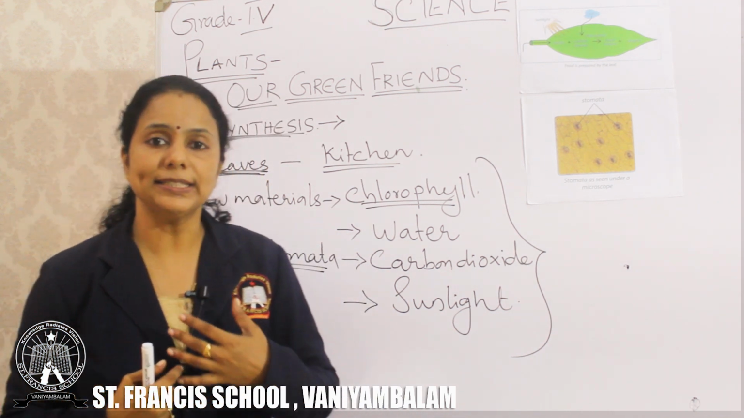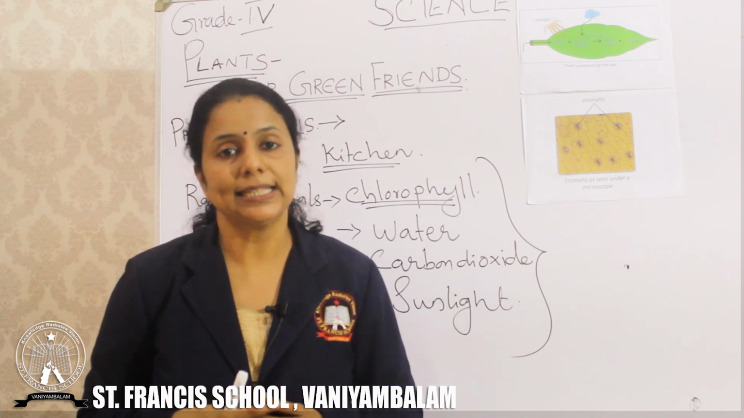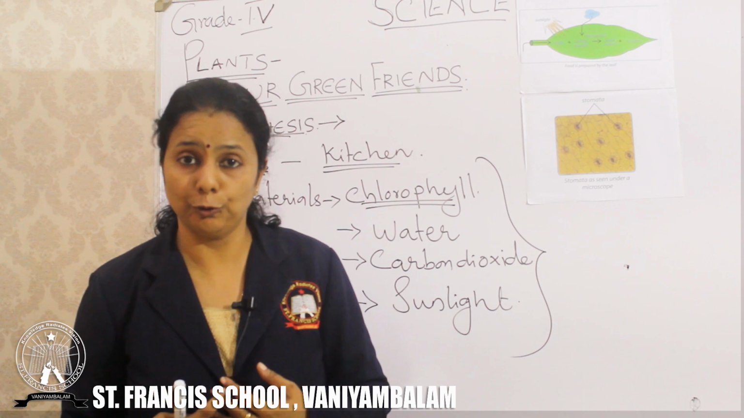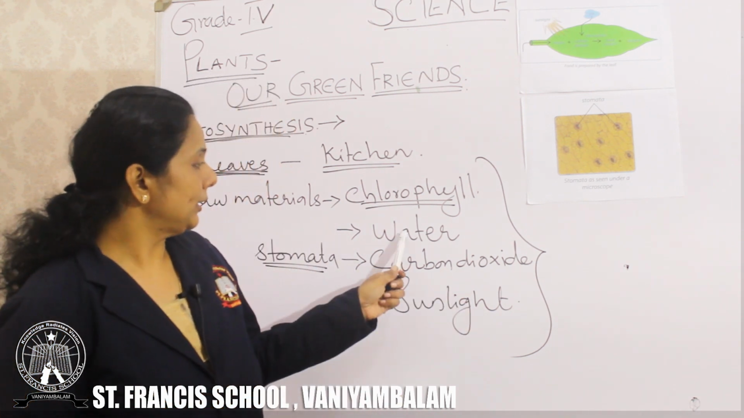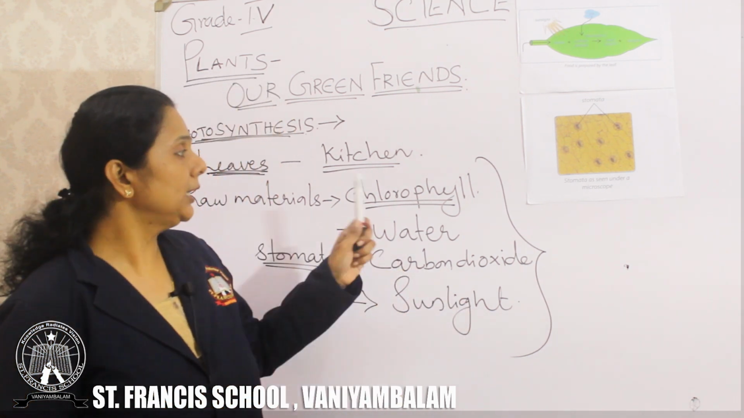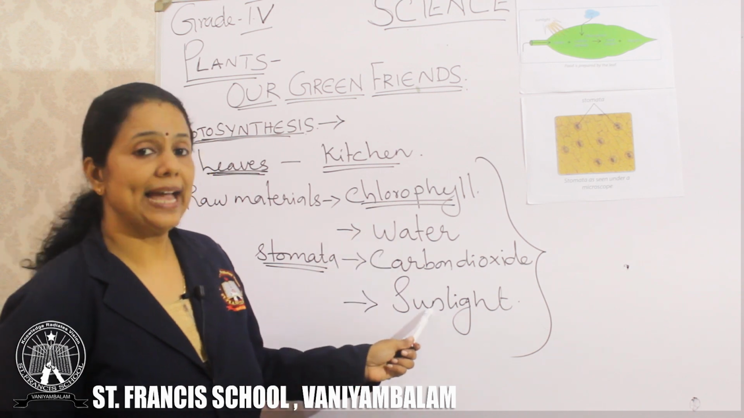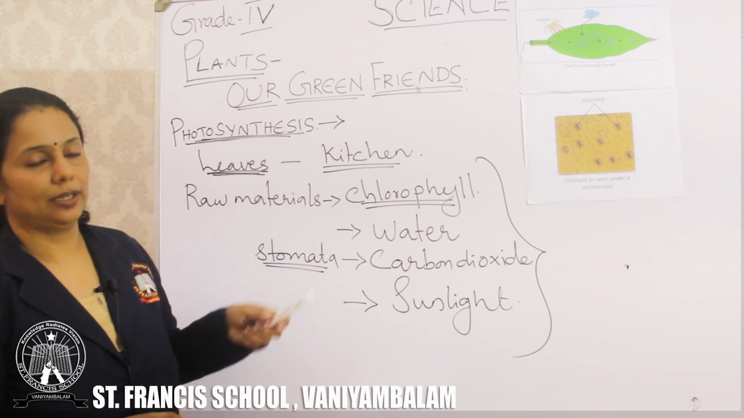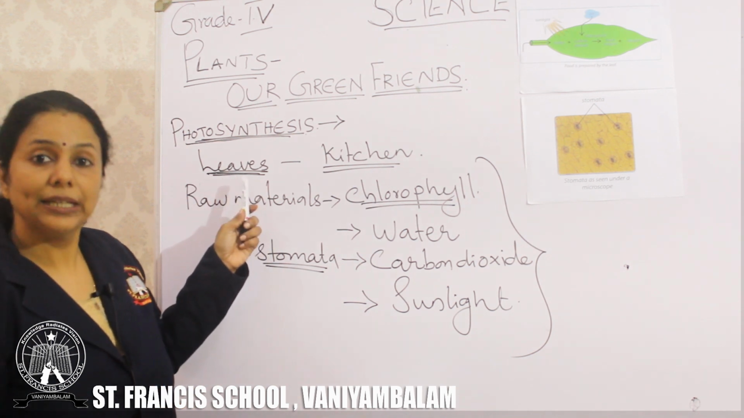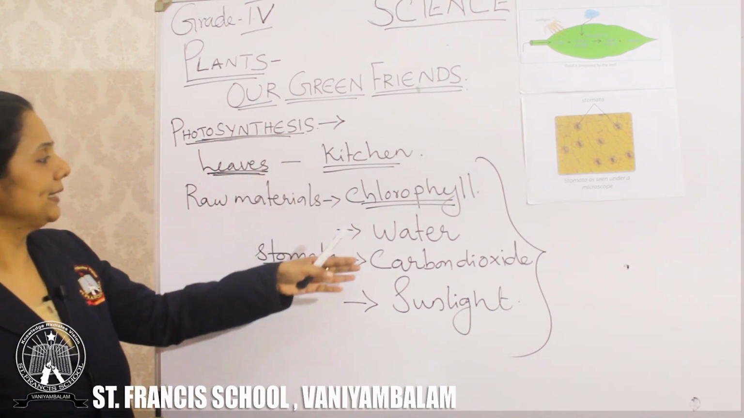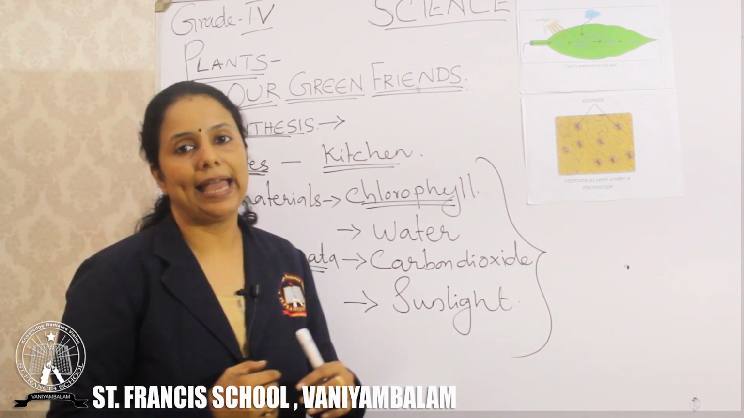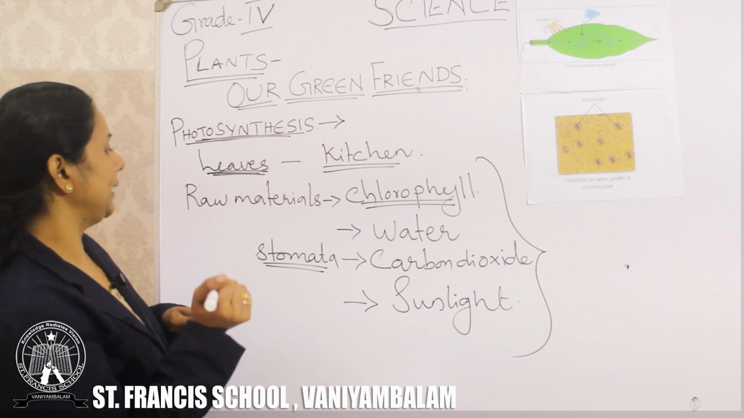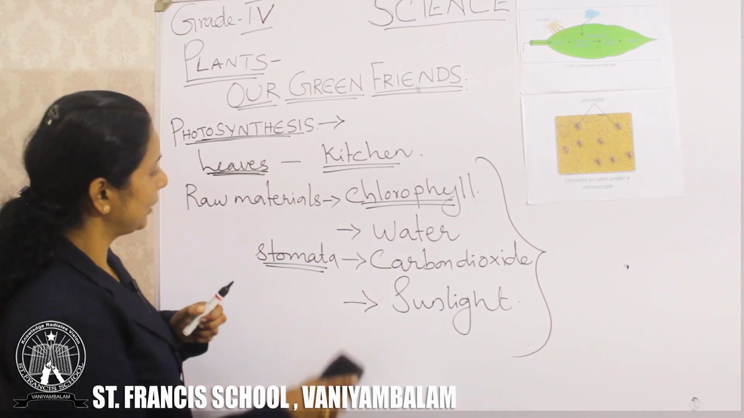So, let me tell you once more. Photosynthesis is the process by which green plants make their food using water and carbon dioxide in the presence of chlorophyll and sunlight. Now, all the ingredients are ready in the kitchen. Where is the kitchen of the plant? Leaves. Okay. So, all the ingredients are ready in the kitchen and leaves can make the food. And the food made is a kind of sugar.